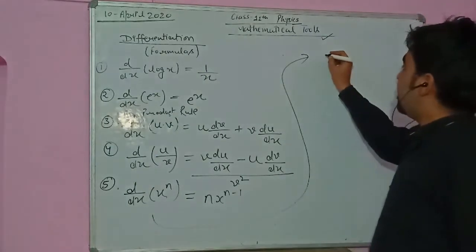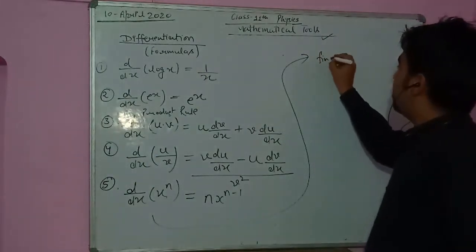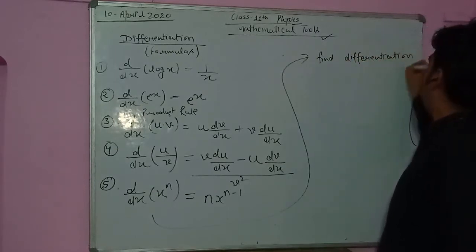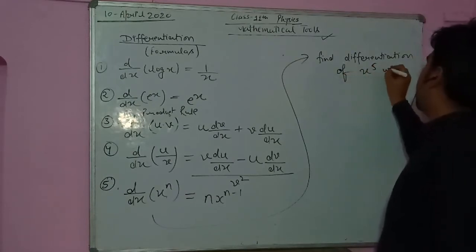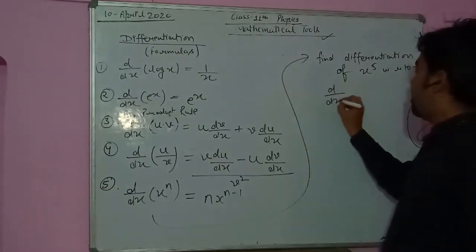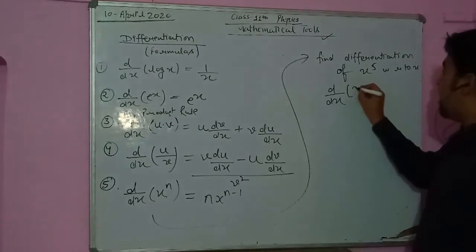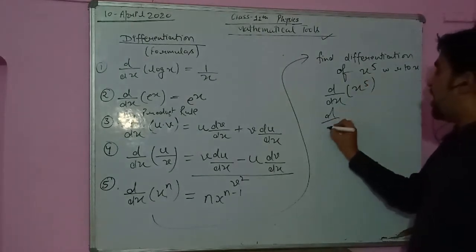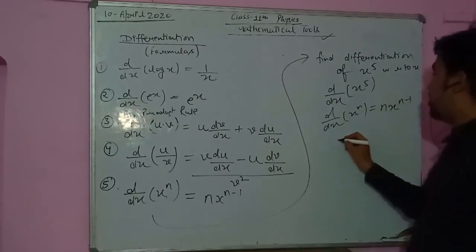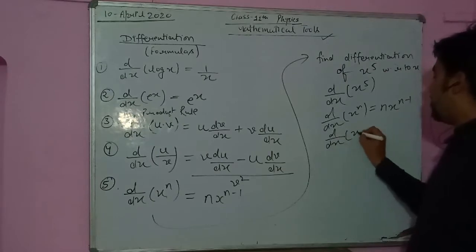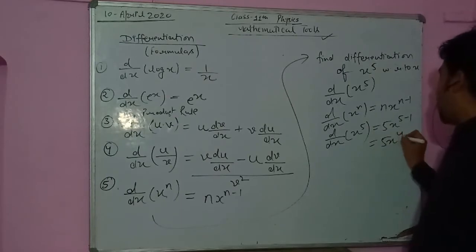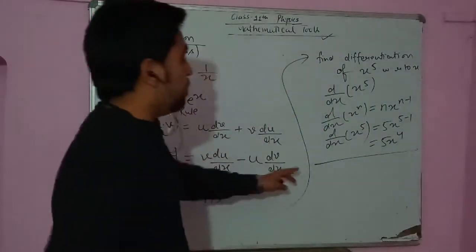For example, suppose we are asked to find the differentiation of x power 5 with respect to x. So what we will do? We have to calculate d upon dx x power 5. We know one identity, d upon dx x power n is equal to n x power n minus 1. So d upon dx x power 5 will be equal to 5 x power 5 minus 1, so 5 x power 4. This is the differentiation of x power 5.